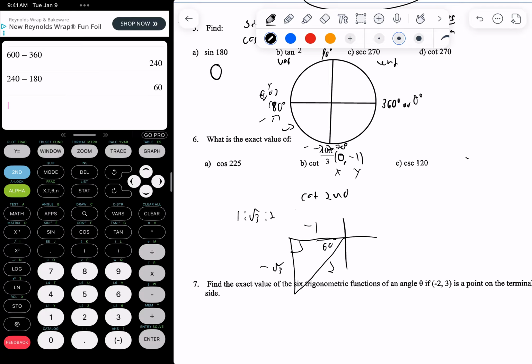And the hypotenuse is never going to be a negative number. I forget how someone explained it to me, but just always remember, hypotenuse is always a positive number, no matter what side it's on. Okay, so now we have cotangent, and cotangent is cosine over sine.